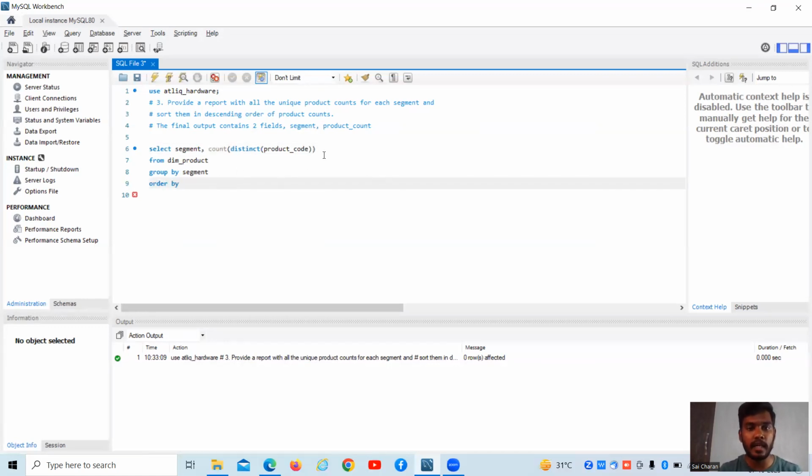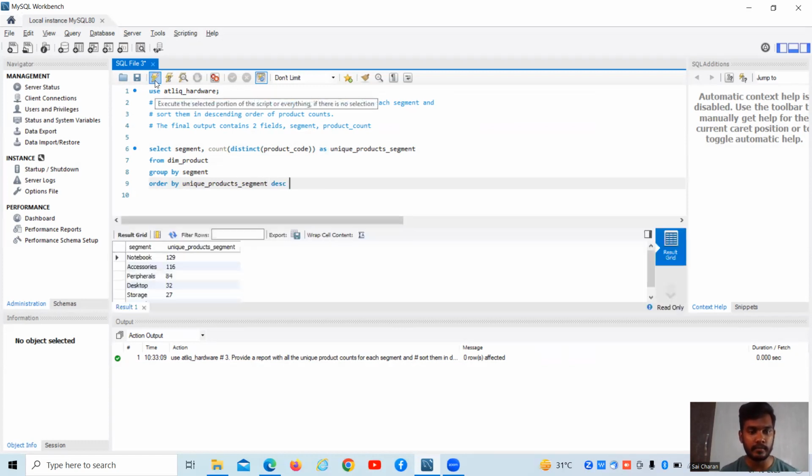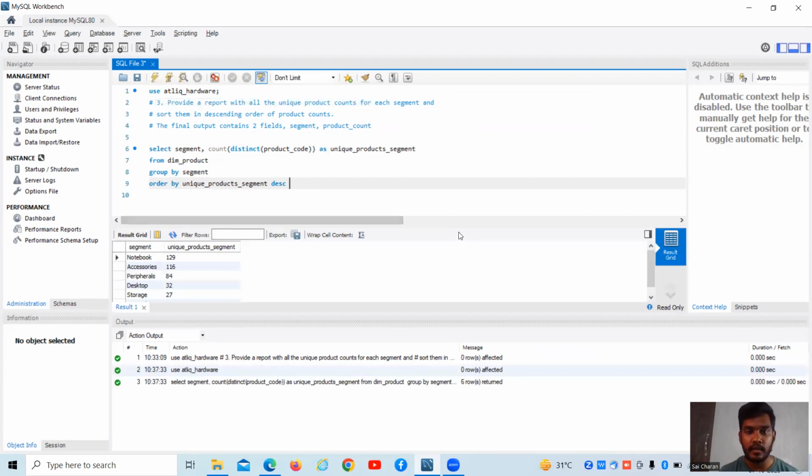Now order by. Let us name this column unique products, UP, let's say, or unique products. Now order by on this column. They are asking to order in descending order. So this is the query. Let us run it.